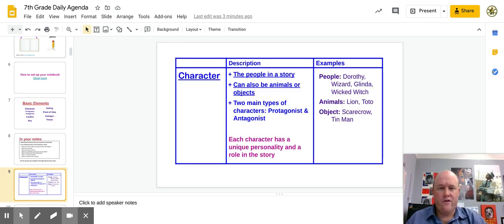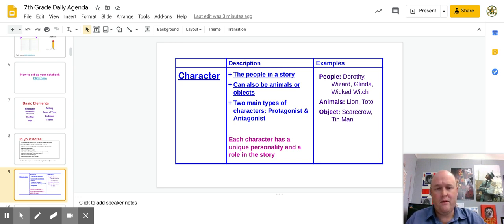So character is the first thing we're going to talk about. This is the people in a story. They can also be animals or objects. And there are 2 types of main characters. These are protagonists and antagonists. And each character has a unique personality and role in the story.